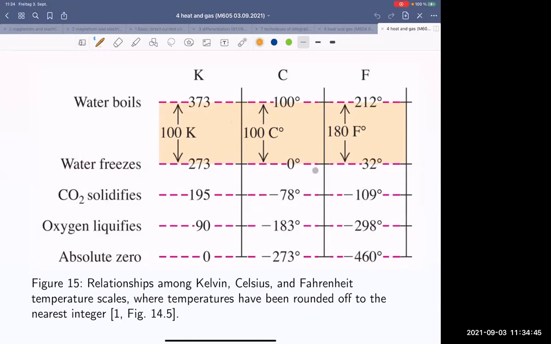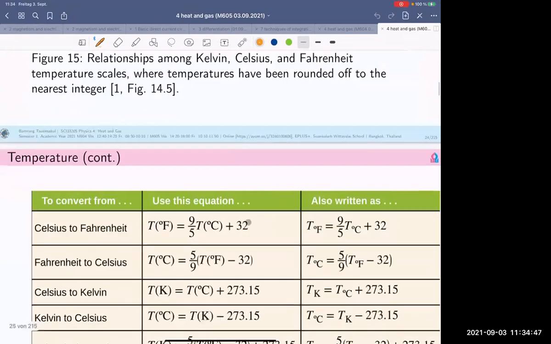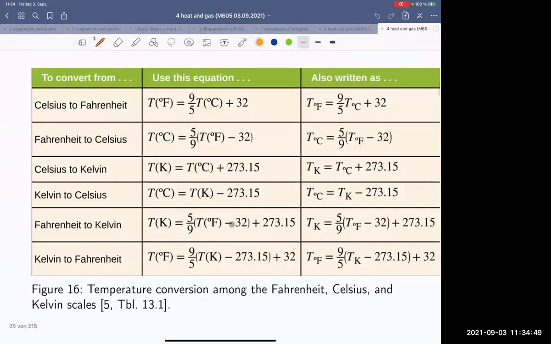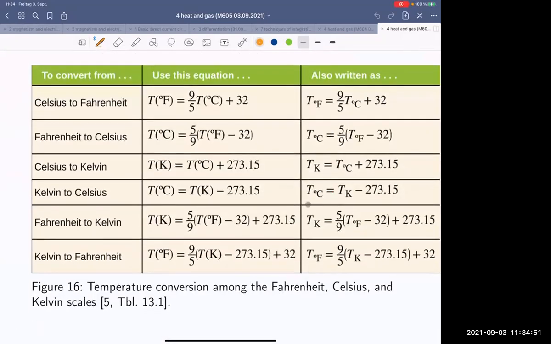Now we arrive at the main interest for us, which is the conversion of temperature scales.